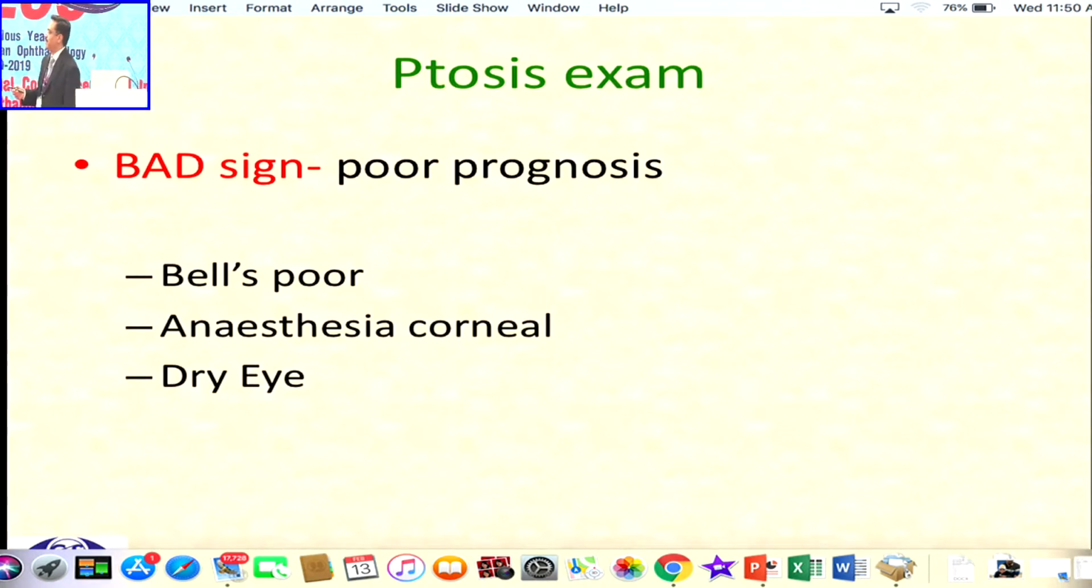Now there is one mnemonic, BAD sign. What is BAD sign? It stands for B, Bell's poor, A, corneal anesthesia, and D for dry eye. So this mnemonic BAD stands for poor prognosis in ptosis surgery. Poor Bell's was initially considered as an absolute contraindication for any ptosis surgery. If one wants to do any surgery, then a planned undercorrection with a silicone sling can be done. Similarly, in a corneal anesthesia patient, one must be very careful. There may be chances of exposure keratopathy. And dry eye patients also are poor prognostic patients.